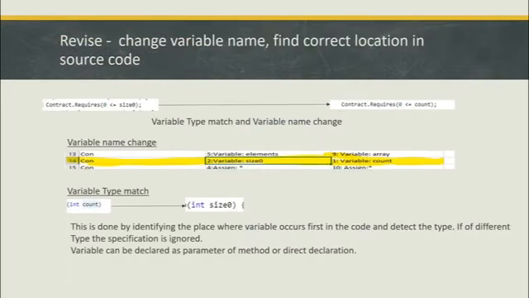So once the code contract is identified, the next step is to adapt the code contract based on the target method. So over here the code contract is adapted so that it is compatible to the target method. For that, two procedures are done. One is variable name change, and the other is to check whether both are of the same type. For the variable name change, the variable name is changed according to the target method, and for type match it checks whether both the variables are of the same type.